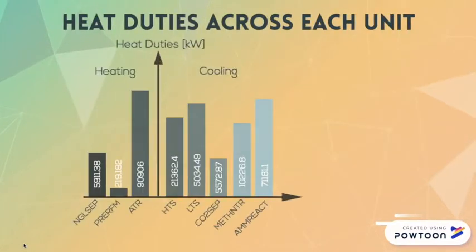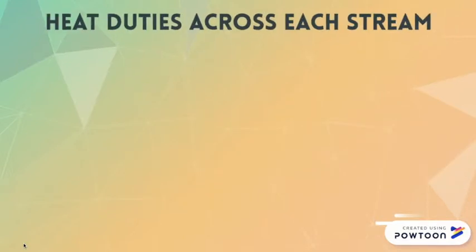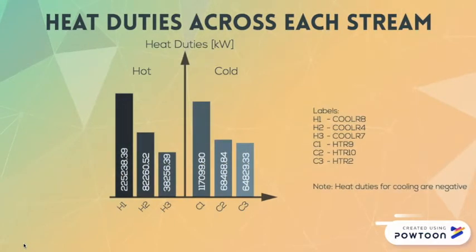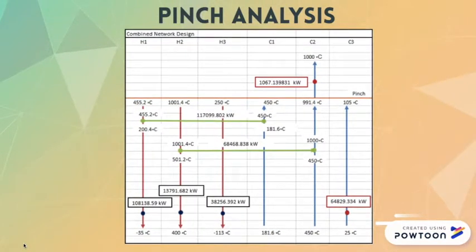This figure shows the units involved in our process along with their heat duties. The hotspots are highlighted, with the ATR requiring the most heating and the ammonia reactor requiring the most cooling. To create heat savings, a heat exchanger network was considered. The 6 most energy consuming streams were taken in for a pinch analysis. We conducted the pinch analysis in an attempt to integrate these streams to reduce the heat duties required.